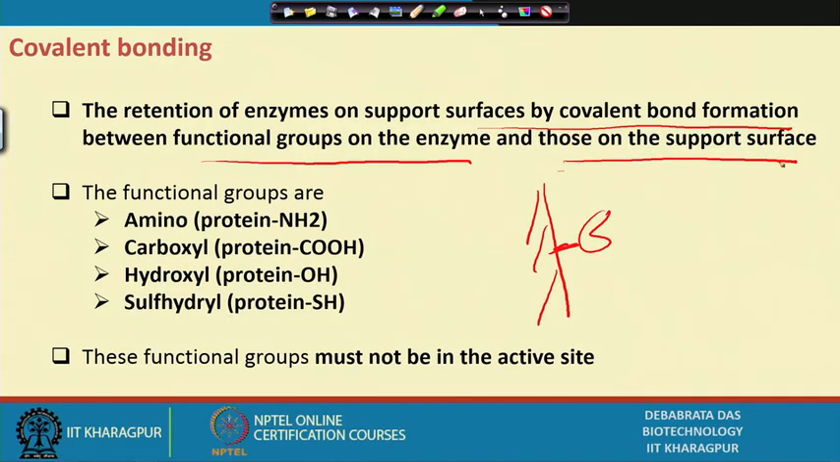So, for retention of the enzymes on the support, a covalent bond is formed between the functional group of the enzyme and those of the support surface. I can give the example of CMC, carboxymethyl cellulose, which is largely used for immobilization purposes. Here the functional group may be an amino group, a carboxylic acid group, a hydroxyl group, or sulfhydryl groups. This functional group must not be in the active site. As I mentioned in the case of adsorption, your active site should not take part in the development of covalent binding.